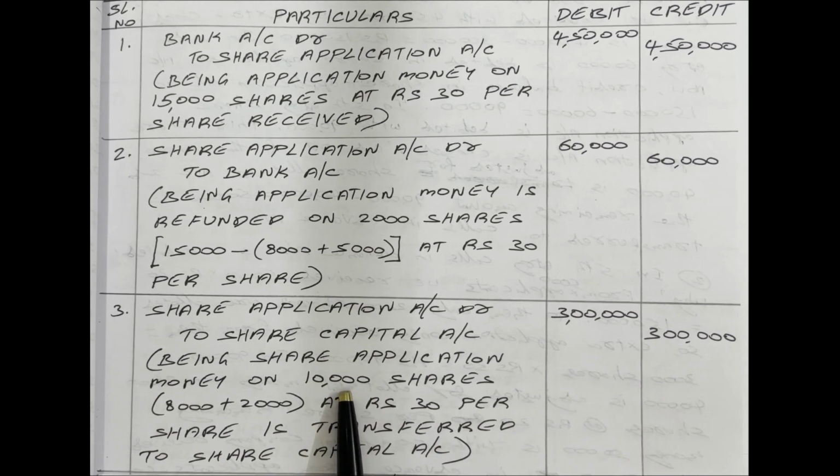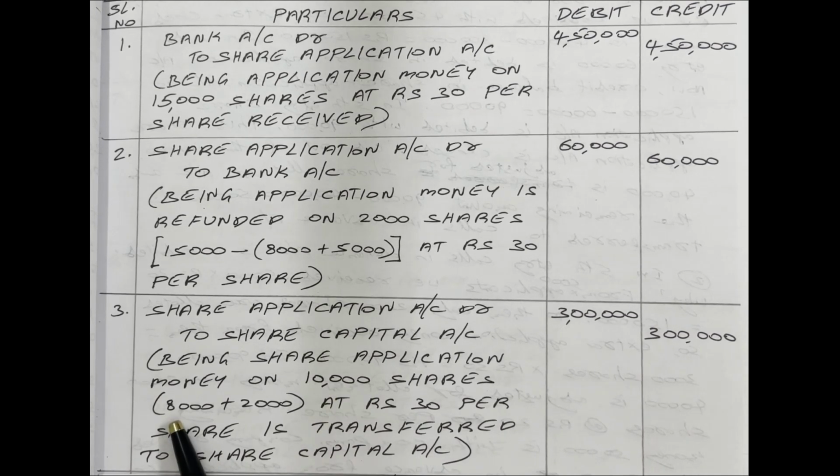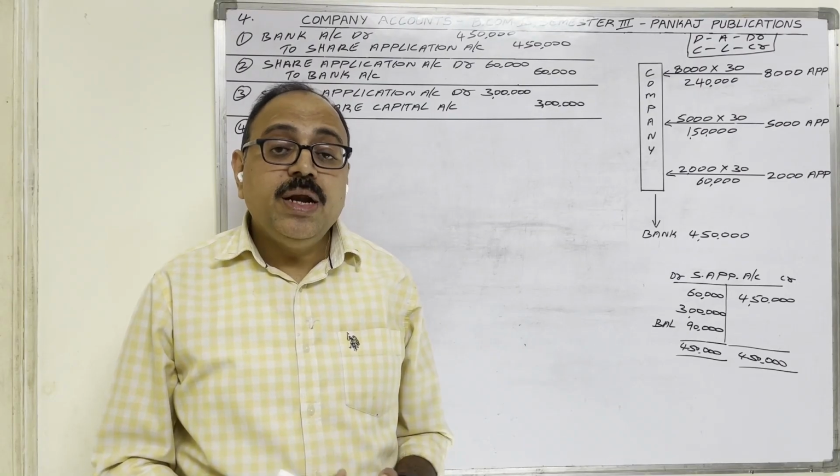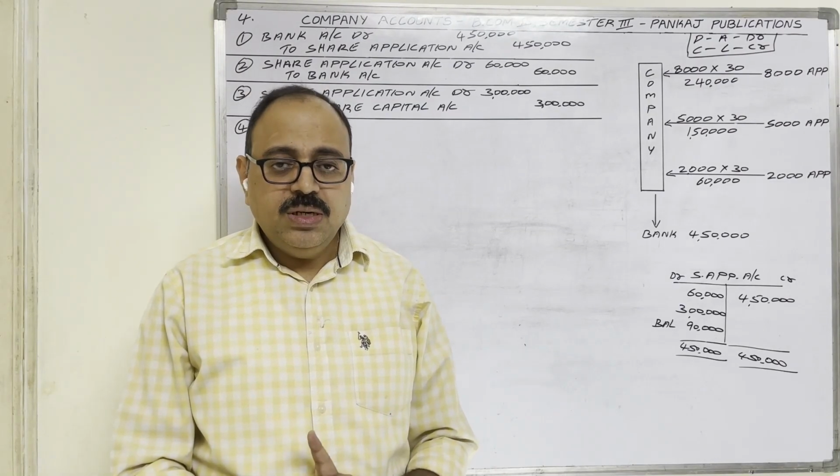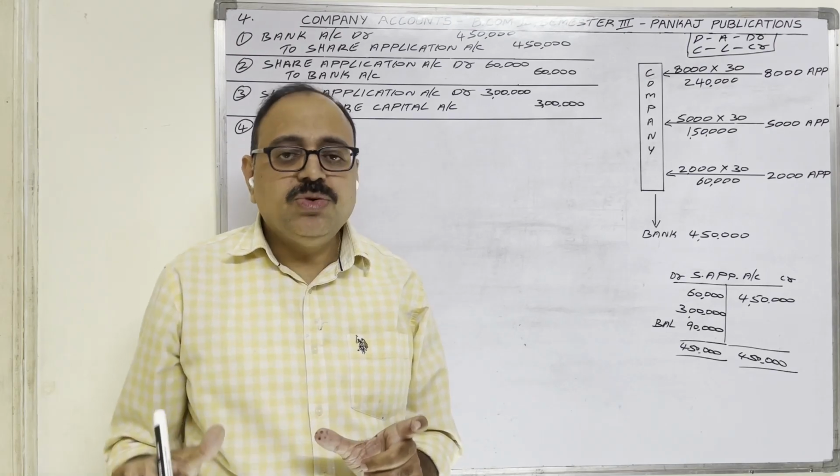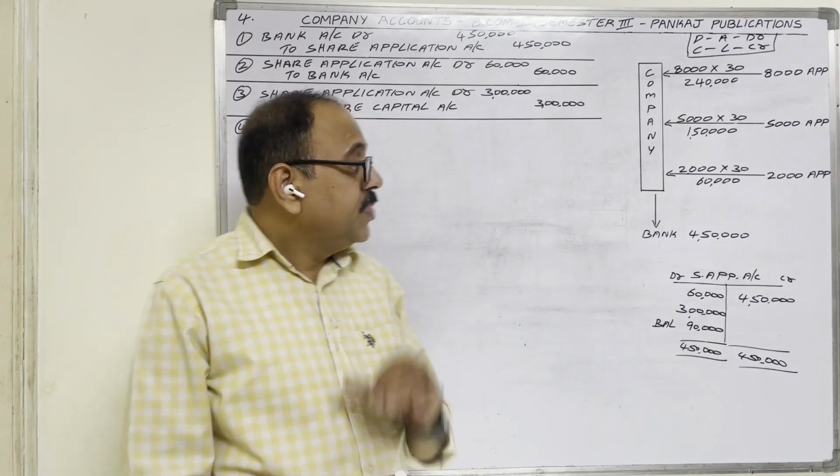How are 10,000 shares coming? First category applicants applied for 8,000 shares. Second category applicants applied for 5,000 shares, but company allotted 2,000. So for first category applicants, company allotted 8,000 shares. 8,000 plus 2,000, total allotted shares are 10,000. Next come to allotment related entries. First transfer entry we should write, then received entry, then transfer entry.